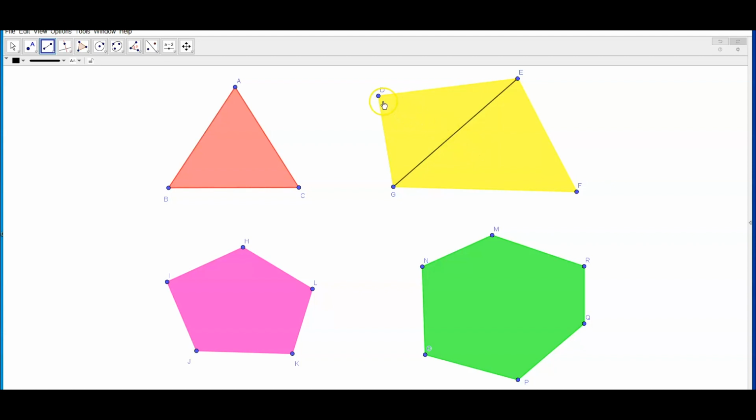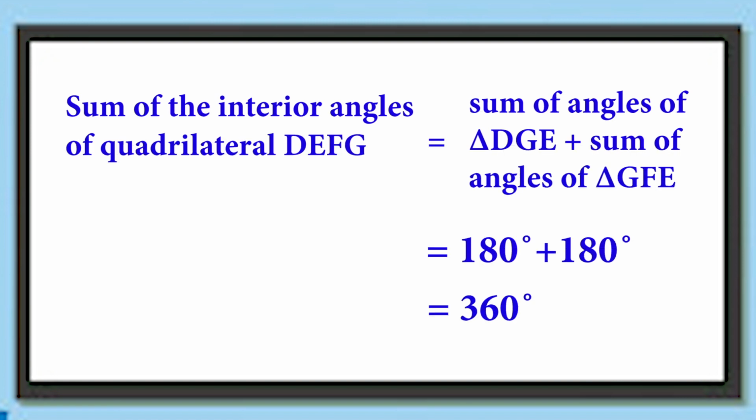Now, I know that there are two triangles now, that is D, G, E and E, G, F. And by my angle sum property of triangles, I know that the sum of the angles of this first triangle D, G, E will be 180 degrees, and similarly, the angle sum of this triangle GFE will be equal to 180 degrees. So in all, the total sum of the angles of this quadrilateral DEFG will be the sum of the angles of the first triangle plus the sum of the angles of the second triangle. So that will make it 180 plus 180, which will be equal to 360 degrees.